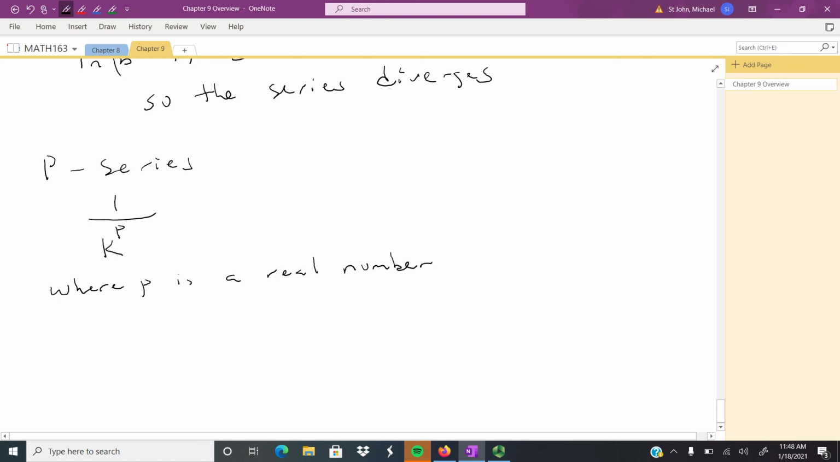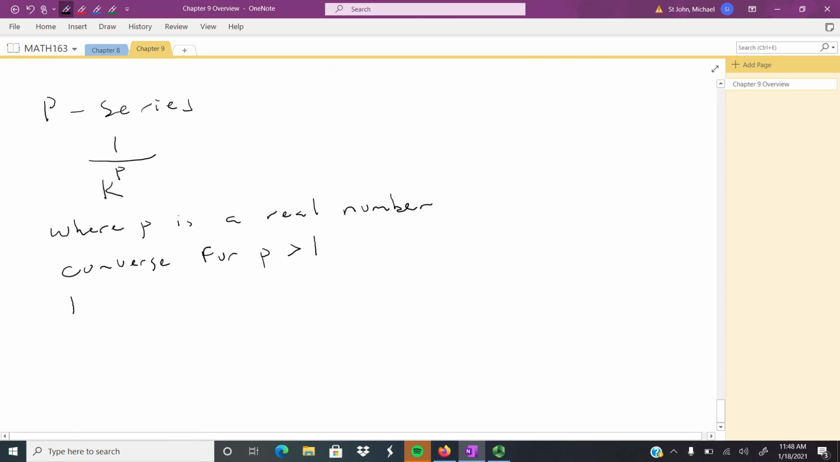This is going to converge for p greater than 1, and it will diverge for p less than or equal to 1.